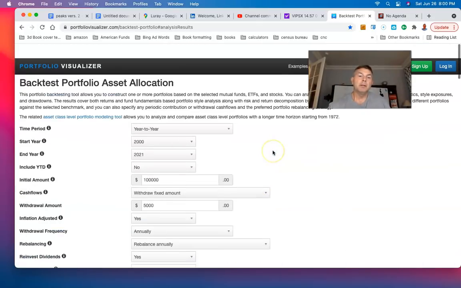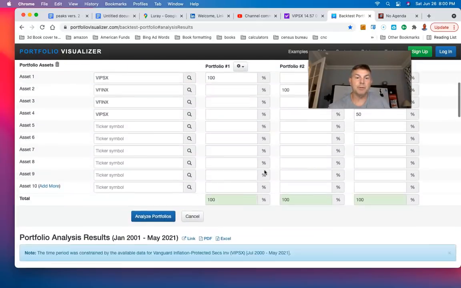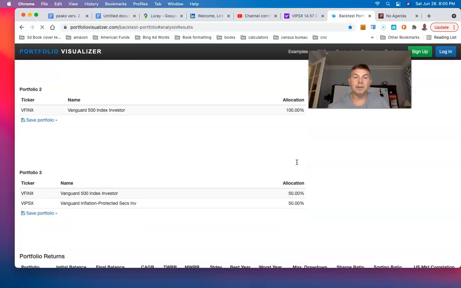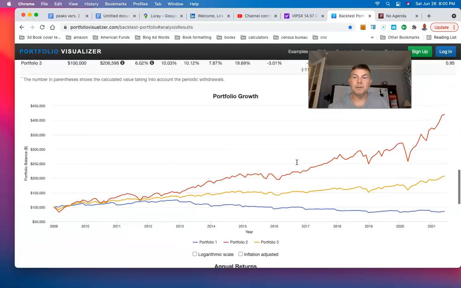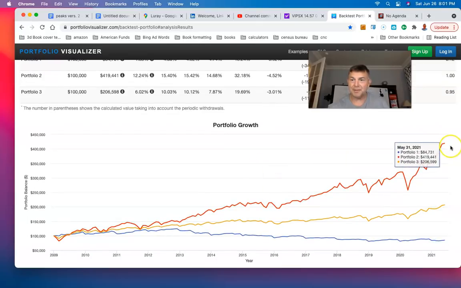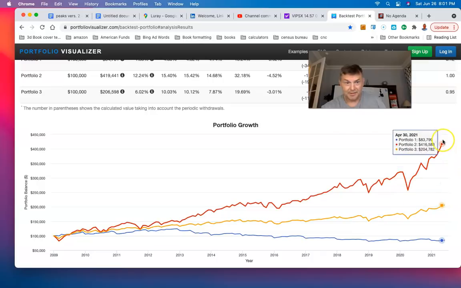All right. That is interesting, and that kind of goes back to my whole premise here, what I'm trying to accomplish here. Bear with me just a second. Look at that. Over the last 12, 13 years, the S&P 500 taking 5,000 a year out is at 419. The bonds themselves are at 84, and the middle of the road with 50-50 is at 206.